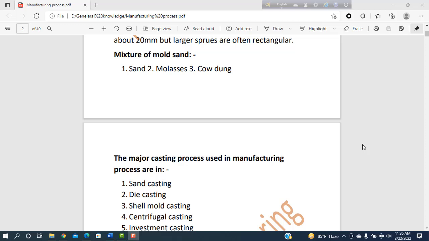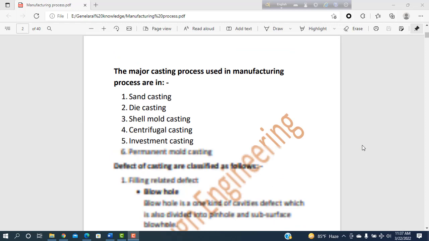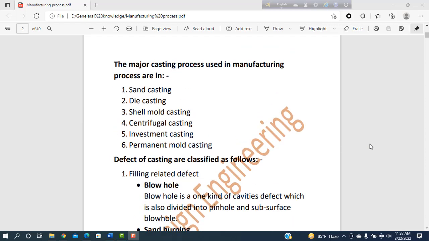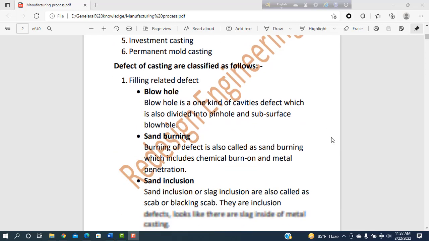Mixture of mold sand. The mixture of mold sand contains sand, molasses, and cow dung. The major casting processes used in manufacturing include sand casting, die casting, shell mold casting, centrifugal casting, investment casting, and permanent mold casting. These are the major casting processes.